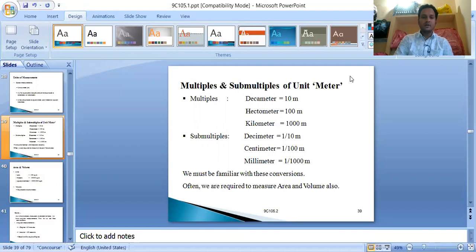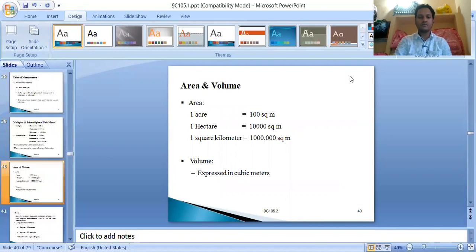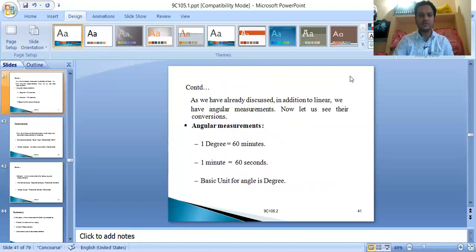Often we are required to measure area and volume also. So we have some of the conversions for area and volume. 1 are means 100 square meters. 1 hectare means 10,000 square meters. 1 square kilometer means 1 crore, no, 10 lakh square meters. So volume is expressed in cubic meters. These are some of the conversions.